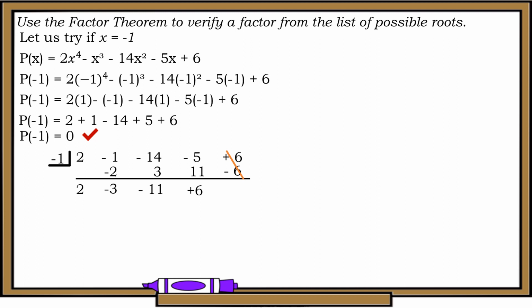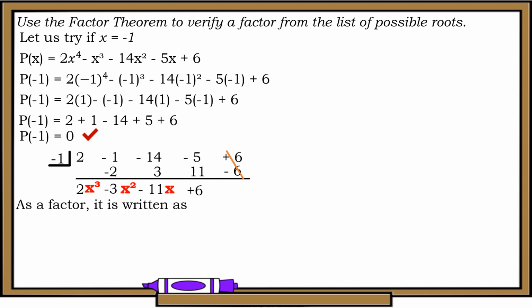Negative 11 is the coefficient of x. Negative 3 will be the coefficient of x squared. 2 will be the coefficient of x cubed. So, the polynomial is 2x cubed minus 3x squared minus 11x plus 6. That is our first factoring.